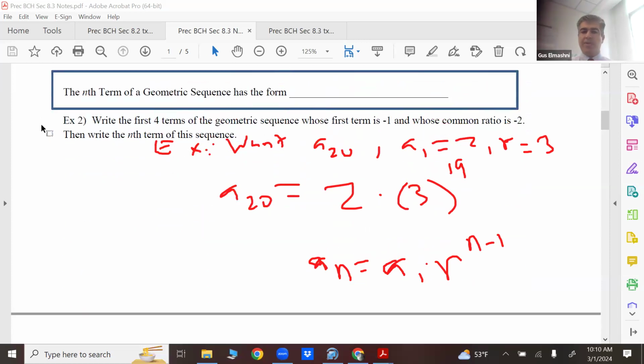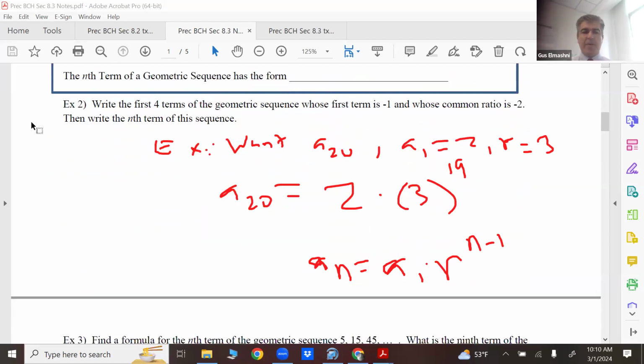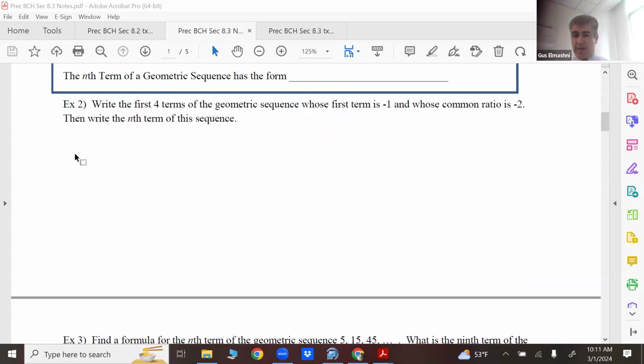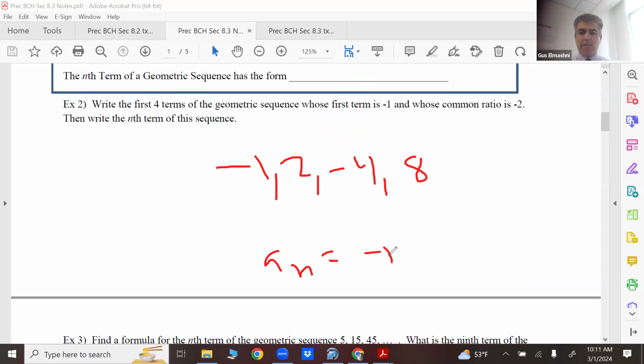But if you just use some intuition, I know you guys can figure it out without really memorizing the formula. So for the first 4 terms of this pattern, negative 1 is the first term, the common ratio is negative 2, easy peasy: negative 1, 2, negative 4, 8. Done. And the nth term, a sub n, will be negative 1 times negative 2 raised to the n minus 1 power.